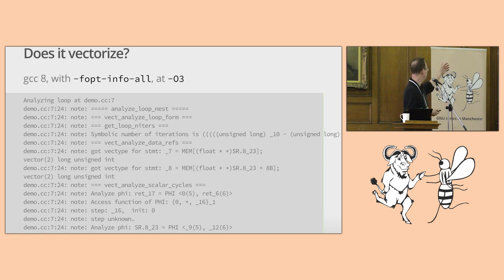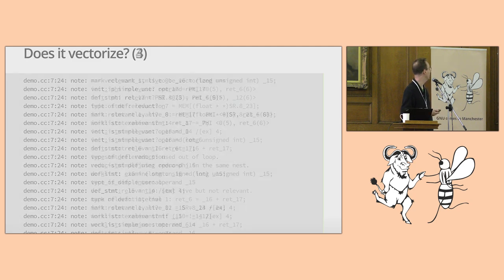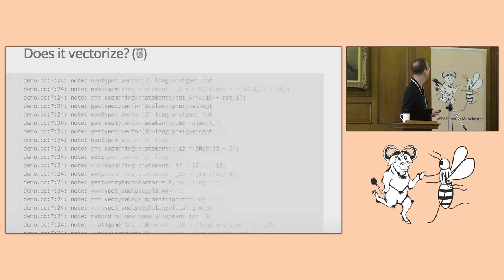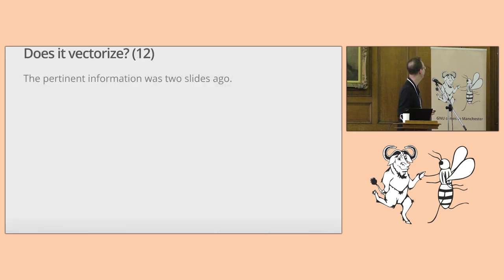And it's telling me a lot of notes at line 7, column 24, and lots of information that are basically a log of very, very detailed debugging information about the state of the internal representation and what the optimizer thinks about it. And at this point, I'm thinking, yeah, maybe I shouldn't have used -fopt-info-all. Maybe I should have just used missed, because it goes on and on and on. And did it? The pertinent information was two slides ago.